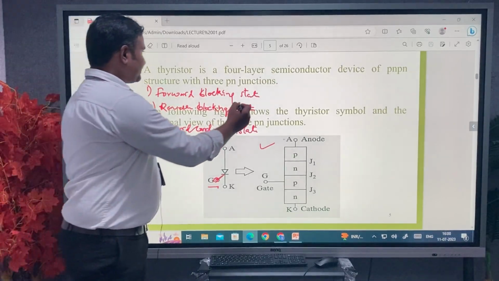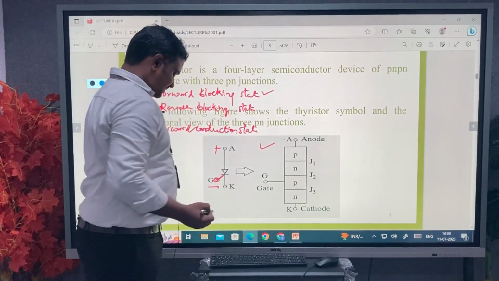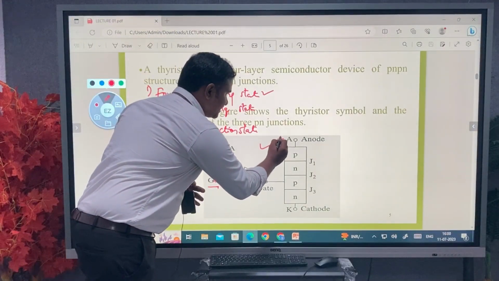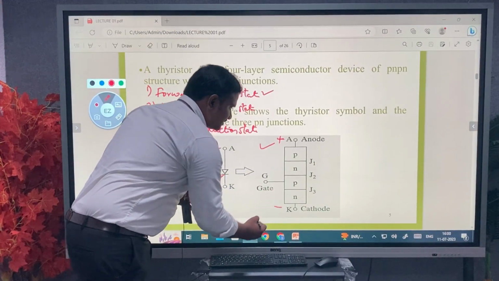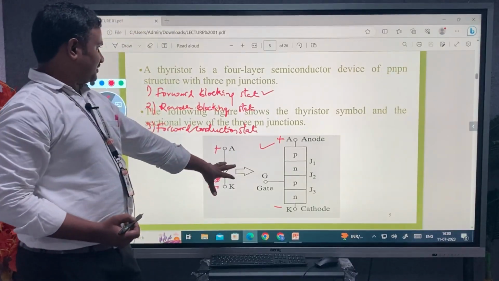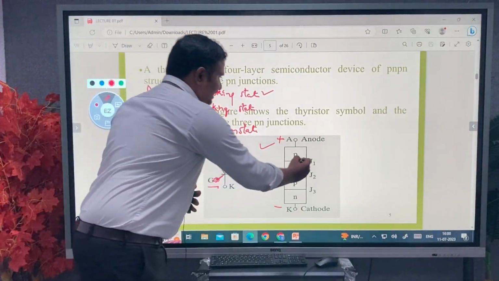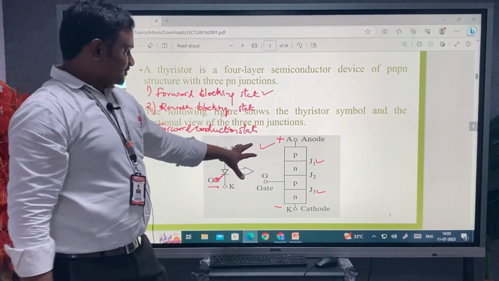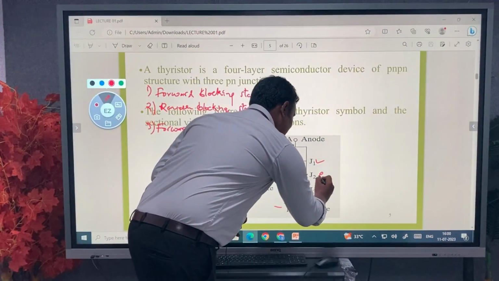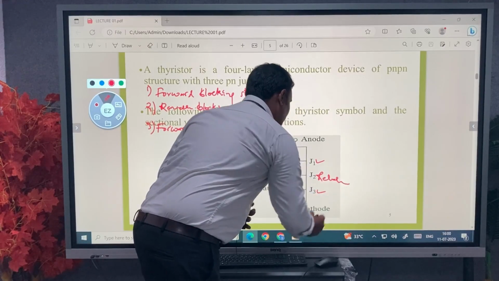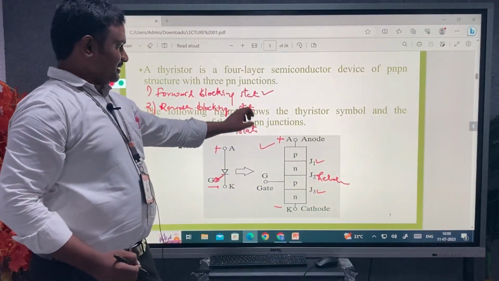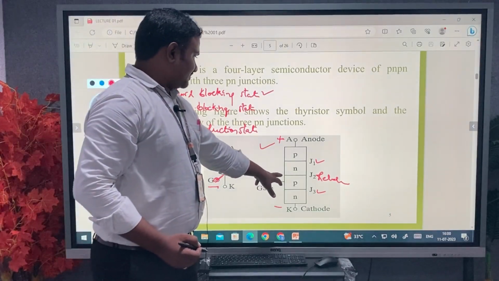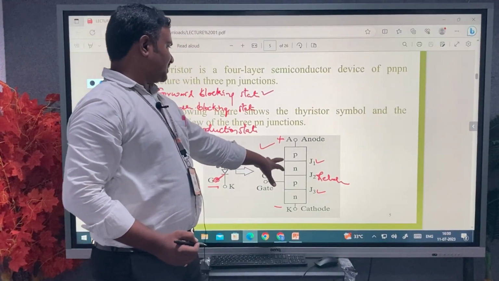What happens in the forward blocking state, we will see. In the forward blocking state, the supply is given between the anode and cathode. The anode is positive with respect to the cathode, so junctions J1 and J3 are forward biased, but the J2 junction is reverse biased. So there is no flow of current from anode to cathode because of junction J2 being reverse biased.